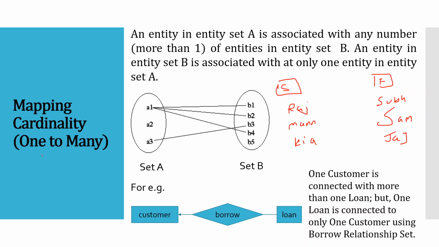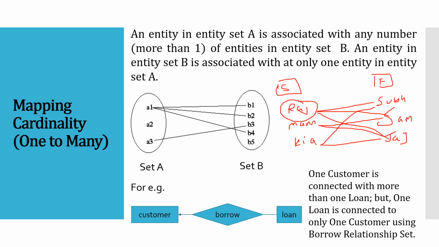So what does this one to many mean? One student is connected to more than one faculty. So I am saying that Raj is learning from Shubh, Raj is learning from Sam and Raj is also learning from Jai. So one student Raj is connected with three faculties on the other side. Similarly, Man is learning from Sam and Jai. Similarly, Kia is learning from Shubh and Jai. So this is what we call a one to many relation or one to many mapping cardinality.